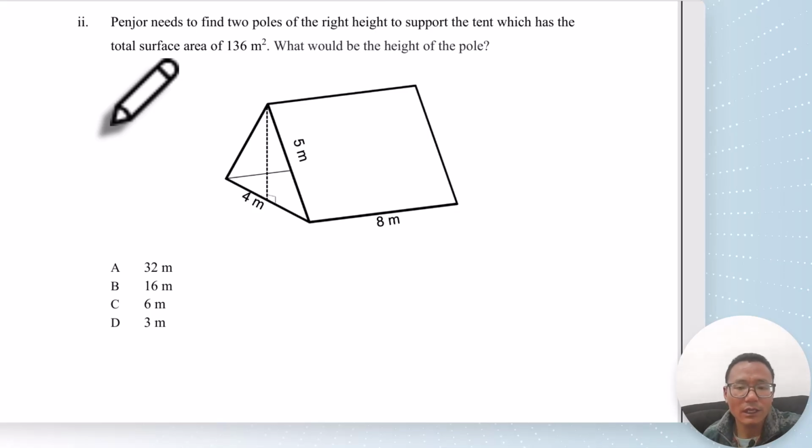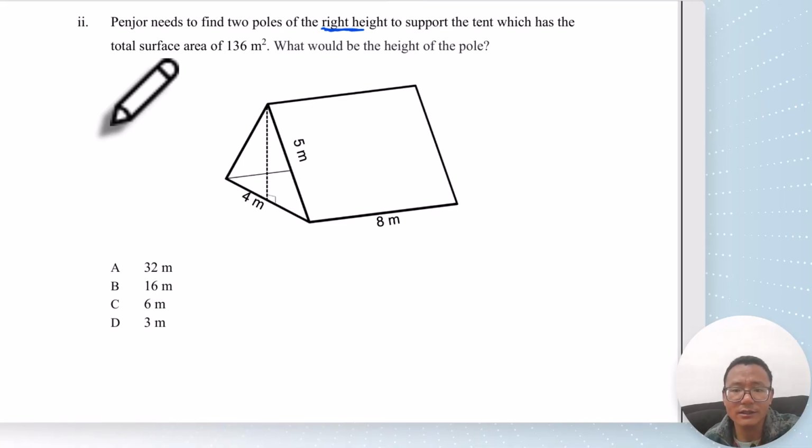Here, we are Buddhist, so English is not our first language. So there may be an issue. Let's look at the usage of the word right height. Right, in mathematics, we know right angle.